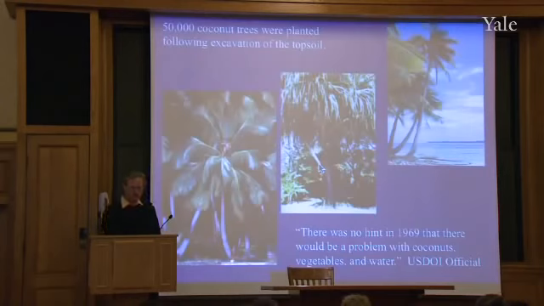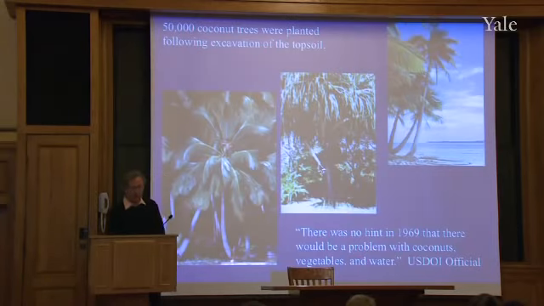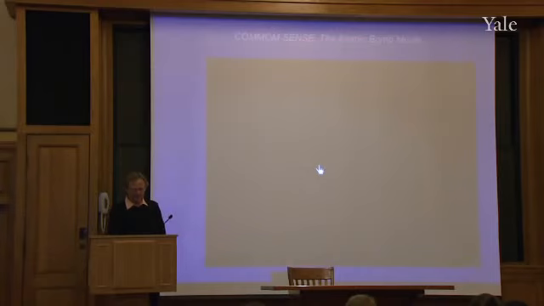So here's an example. After planting 50,000 coconut trees, they found no hint that there would be a problem with the coconuts, the vegetables, and the water. This was as late as early 1978. So they faced this problem.